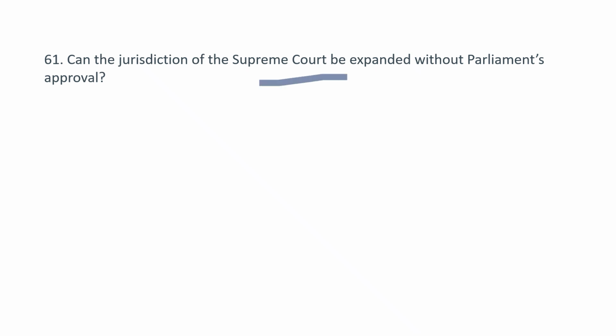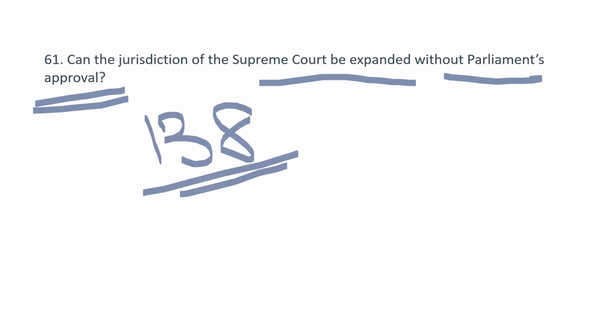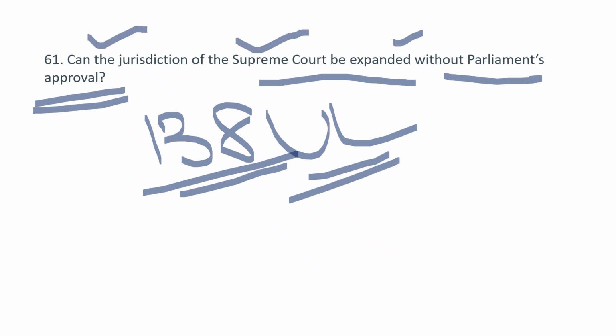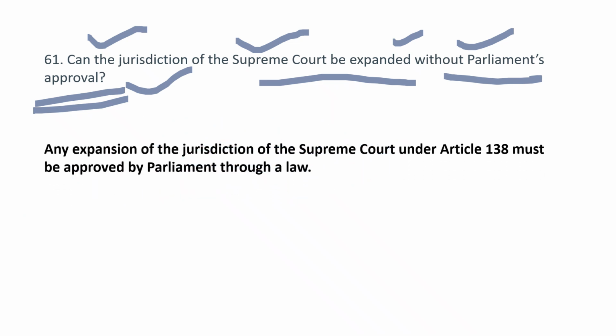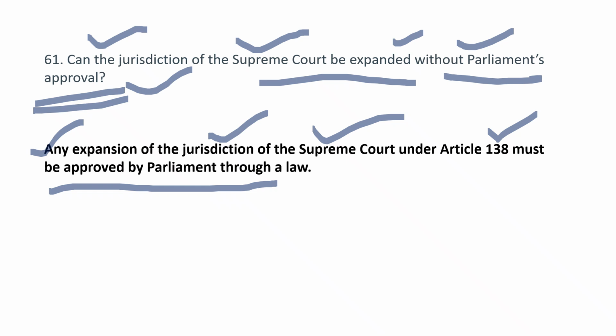Can the jurisdiction of the Supreme Court be expanded without Parliament's approval? Just now we have seen under Article 138, Parliament has the power to enlarge the jurisdiction of the Supreme Court over the matters of the Union List. Now this question is asking, can the jurisdiction of the Supreme Court be expanded without Parliament's approval? So the answer is no. Any expansion of the jurisdiction of the Supreme Court under Article 138 must be approved by the Parliament through a law. Okay. Next question.